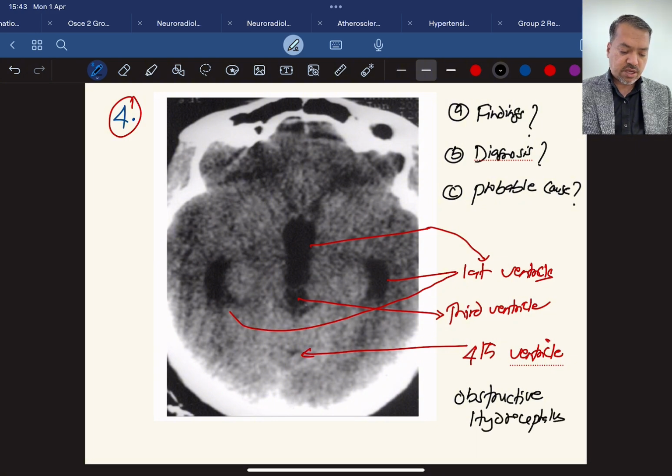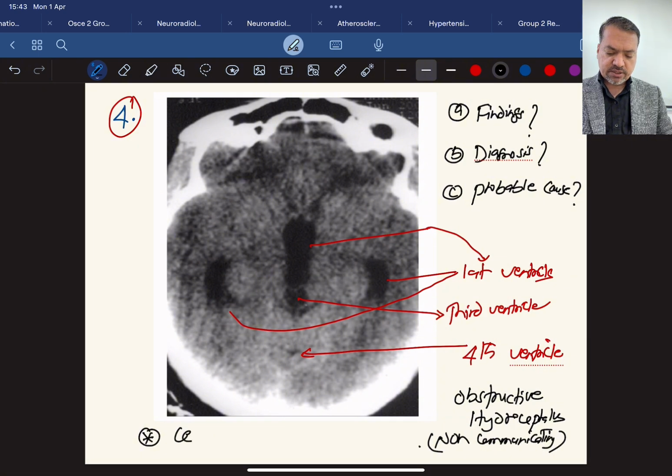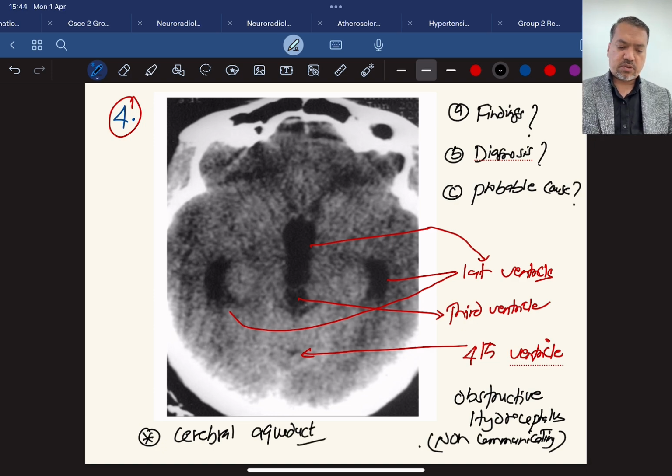Or you can say non-communicating hydrocephalus, because there is an obstruction or blockage between the ventricles and the subarachnoid space. And where is the block? Now that's the question. Where is the block? Because the fourth ventricle is collapsed and all other ventricles are dilated, the block has to be at the cerebral aqueduct. Okay, it is a site for blockage. It's absolutely easy.